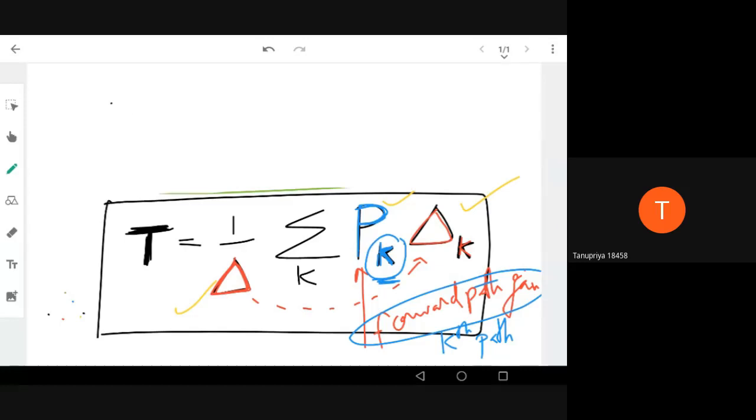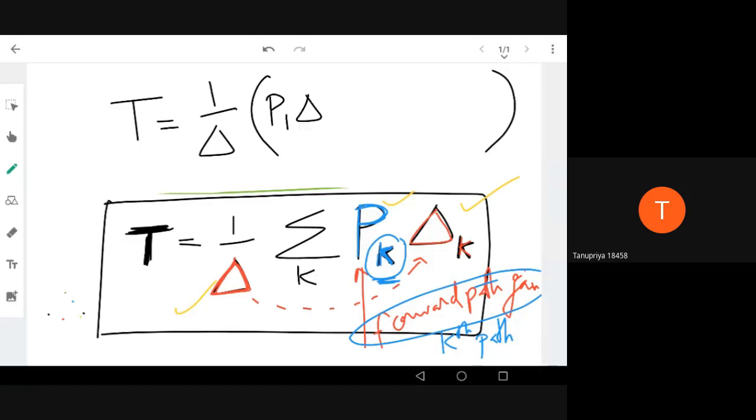This is the overall transfer function T, and this is 1 by delta. There is something called delta, which is a very important thing. Now what is sigma k? You should know what is sigma. Summation, right? Summation of k terms, j equal to 1 to k. There are k nodes or k individual elements within the summation loop. Okay, k individual elements. So like this, p1 delta 1, plus p2 delta 2, plus p3 delta 3.